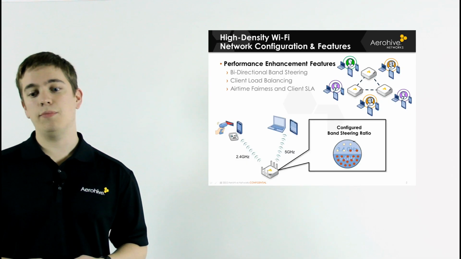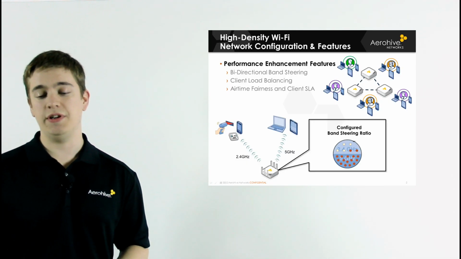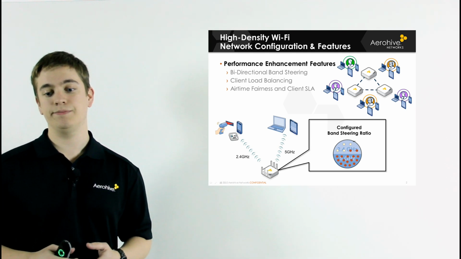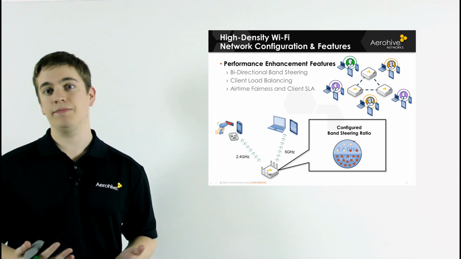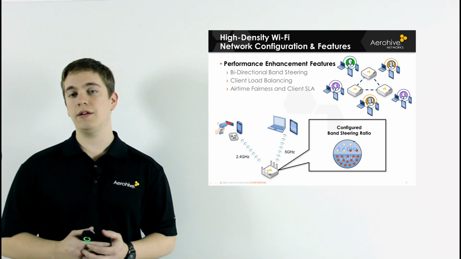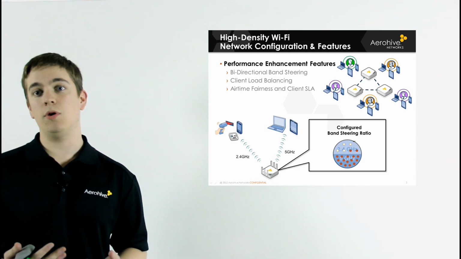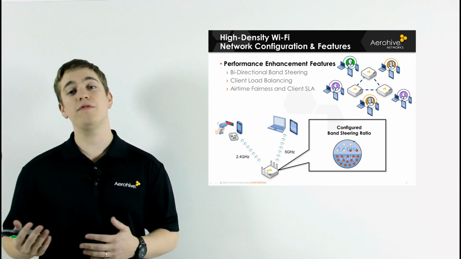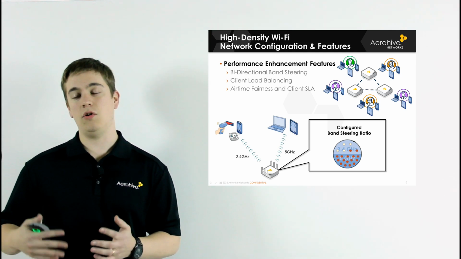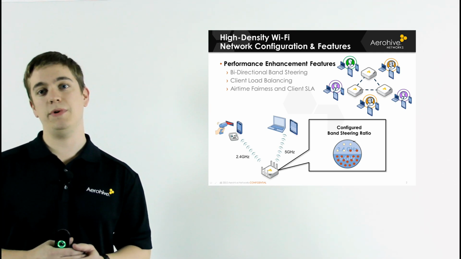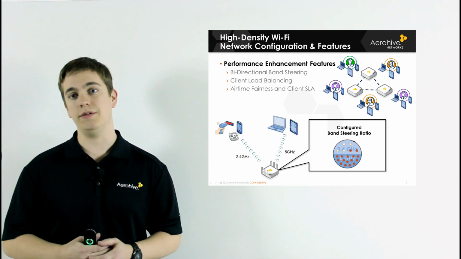Next, we'll talk about performance enhancement features that can optimize the use of the high-density network. The first of these is band steering. At Aerohive, we like to talk about bi-directional band steering because it's very important, as mobile devices and newer devices actually prefer 5 gigahertz frequency bands, that you have the ability to shift clients in either direction between the 2.4 and 5 gigahertz radios.